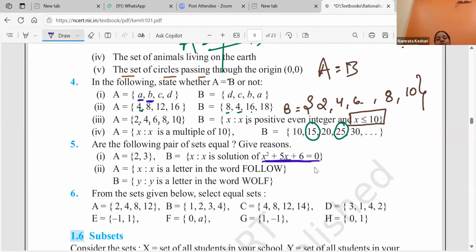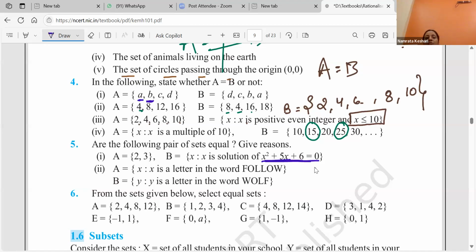Okay, set of all x such that x is the solution of this one. So first you have to find the solution from here. In the class 10 quadratic equation chapter you have done, you can try splitting the middle term, or maybe you can use the quadratic formula, whatever you want you can use. If sometimes splitting the middle term is not working, then please use the quadratic formula.